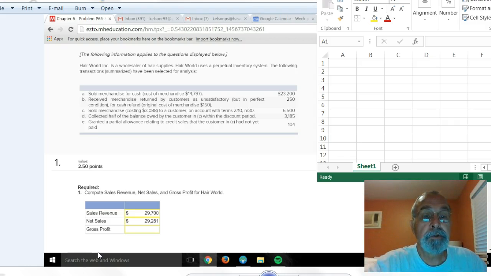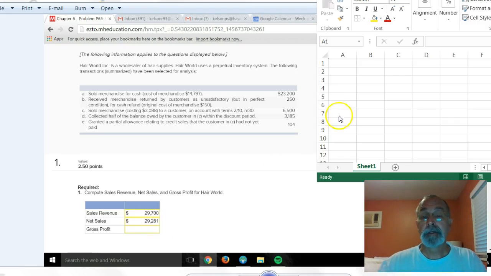It says Hair World Inc. is a wholesaler of hair supplies. Hair World uses a perpetual inventory system. Following transactions summarized have been selected for analysis. Transaction A, sold merchandise for cash, 23.2, and cost of merchandise 14,797.